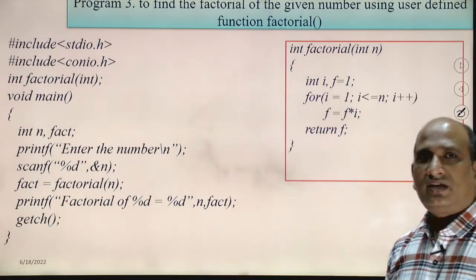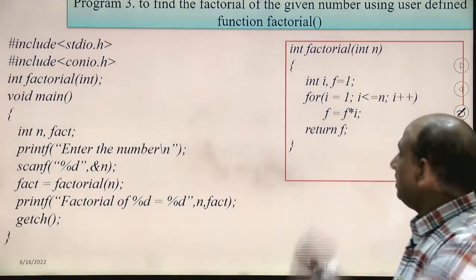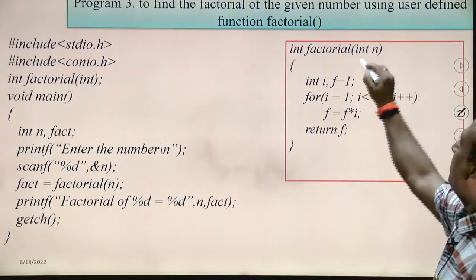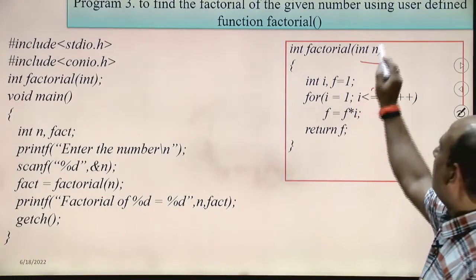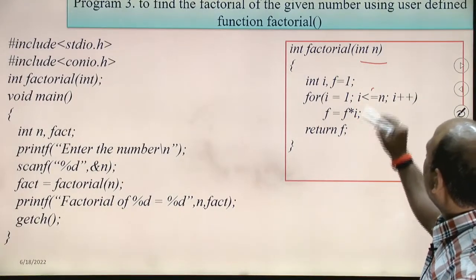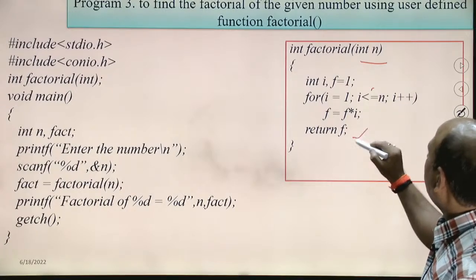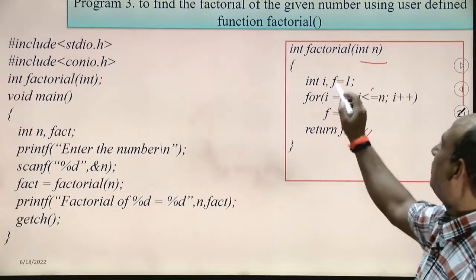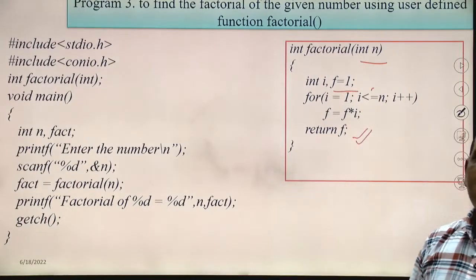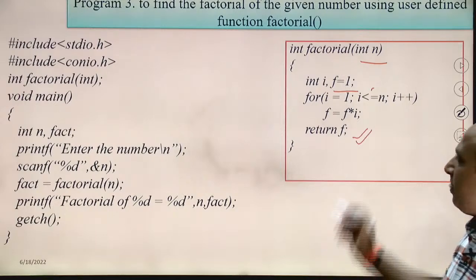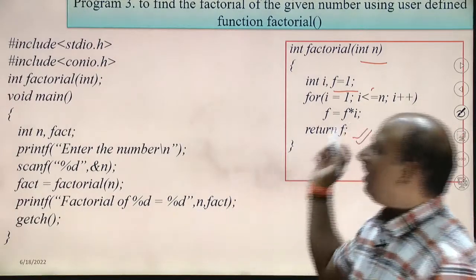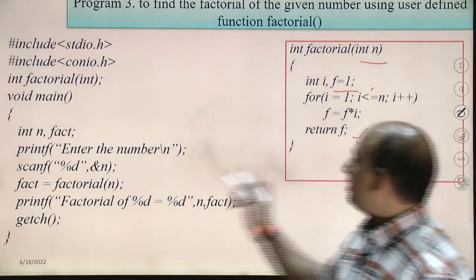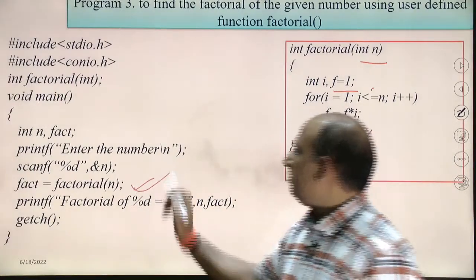This function calculate has been passed a formal parameter n. It calculates the factorial of this n, and the factorial f is returned as an integer type value. Whenever we need to calculate the factorial of any number, we will just call this factorial function whenever it is required.